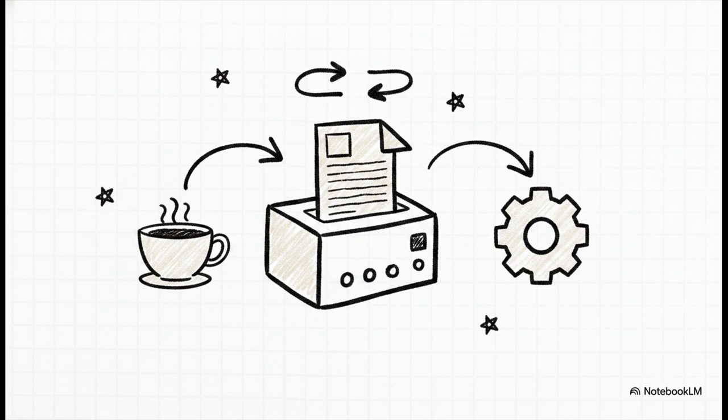But with MDA, no way. You don't touch the code. You simply grab your existing platform-independent model, run it through a C# translator instead of the Java one, and boom, it automatically generates a brand new C# platform-specific model and the executable code. It makes adapting to new platforms incredibly fast.